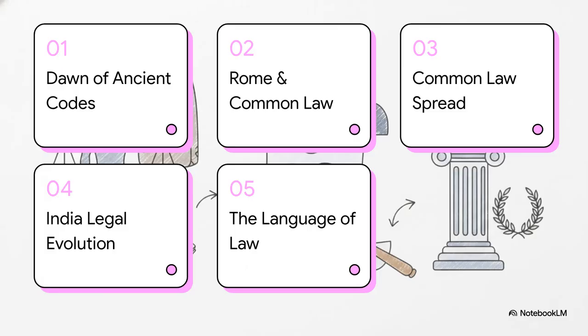Here's a quick look at our roadmap. We're going to cover the dawn of ancient codes, the big split between Rome and common law, the global spread of that common law, India's really unique legal evolution, and finally, we'll wrap up with the language of modern law. Let's get right into it.